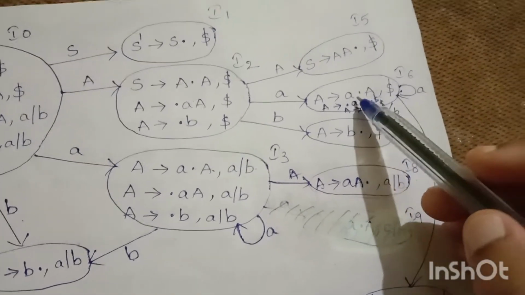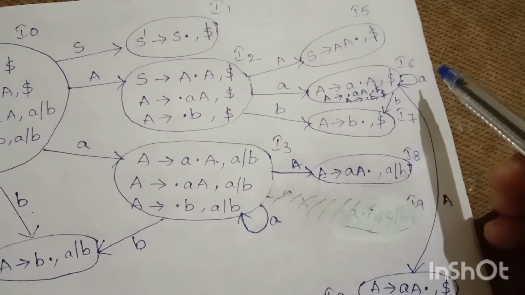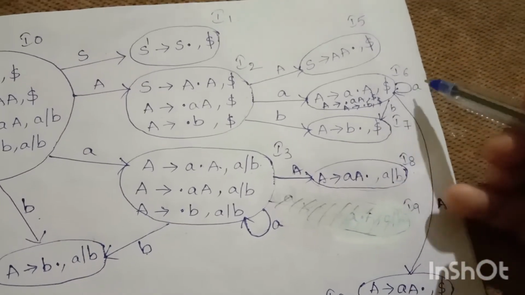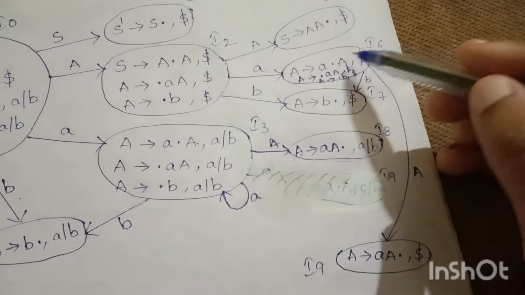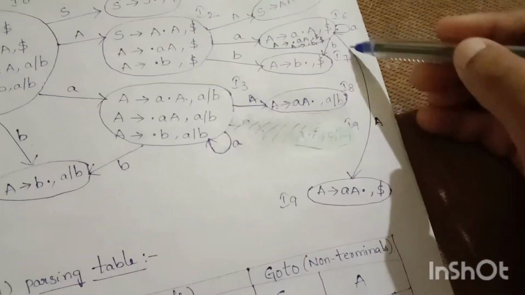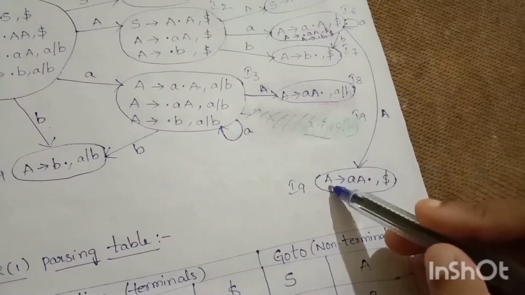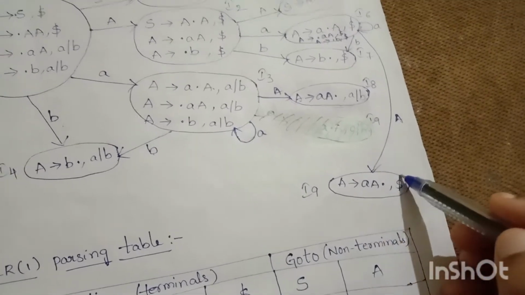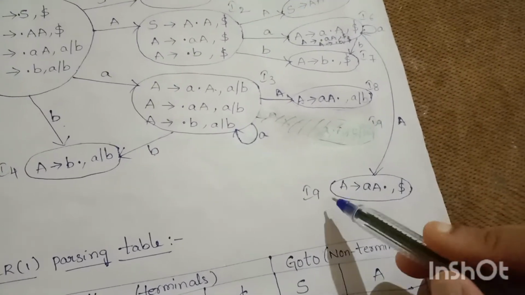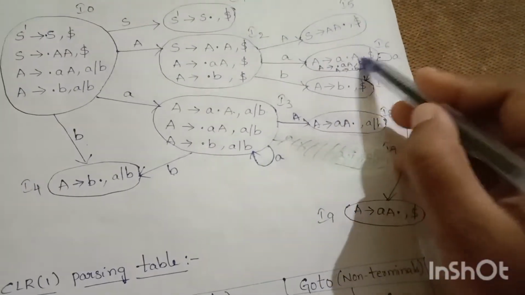So it becomes A dot. Okay, so on capital A, if you are doing, it becomes A dot comma dollar. So right here, A tends to A dot comma look ahead symbol dollar. This I am naming as state I9. So this has been completely done.